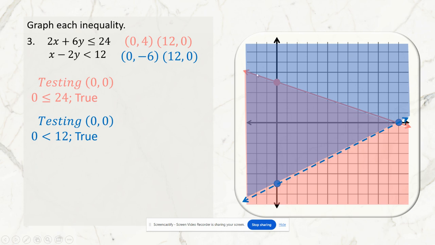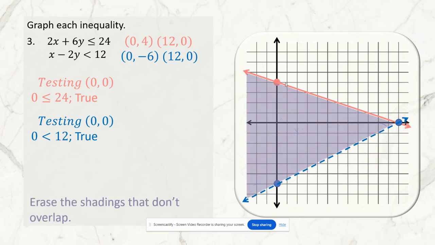Okay, now our last step, hopefully we know and are familiar with it at this point, is to erase the parts that aren't overlapped. So we do that to get our final answer of the shaded region here, that's in the purple, for the system of inequalities.